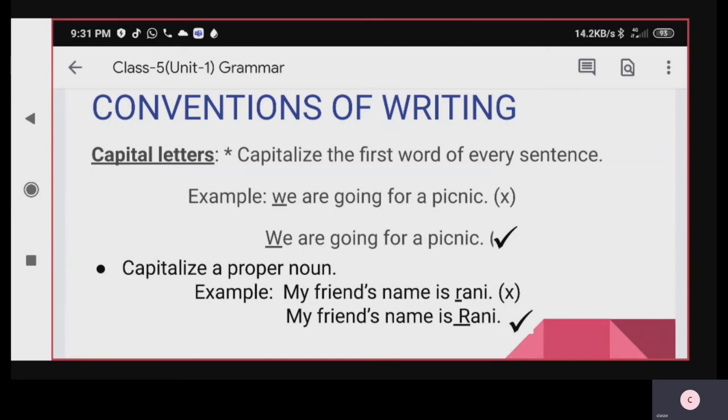Second one, capitalize a proper noun. Children, first tell me what is a proper noun? A proper noun is the name of a particular person, place, or thing. And you all know proper nouns always begin with a capital letter. Example: my friend's name is Rani. Here, Rani is the name of a particular person. It is a proper noun, right? So the first letter R must be capital.